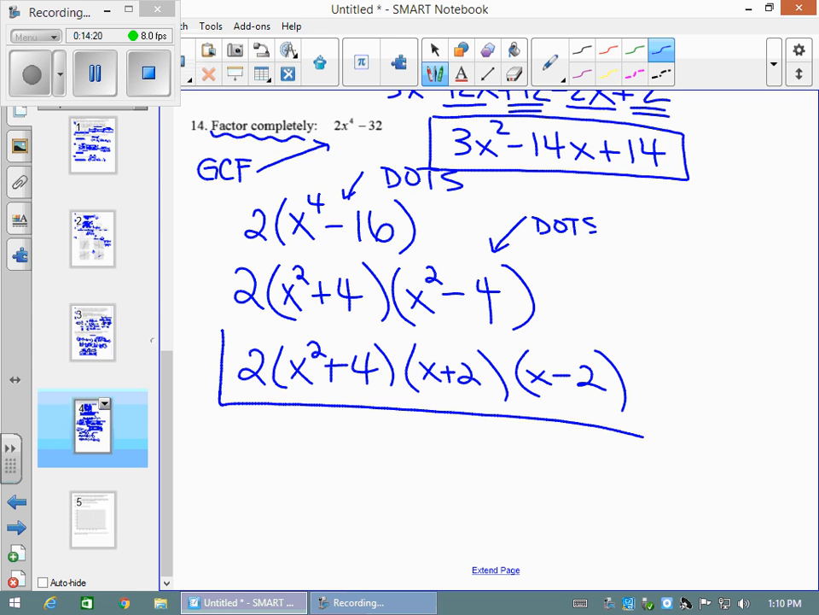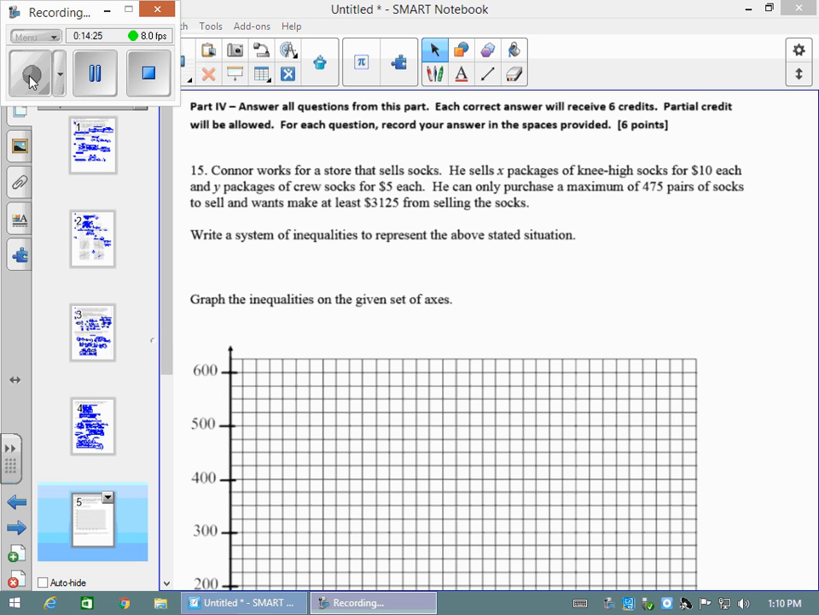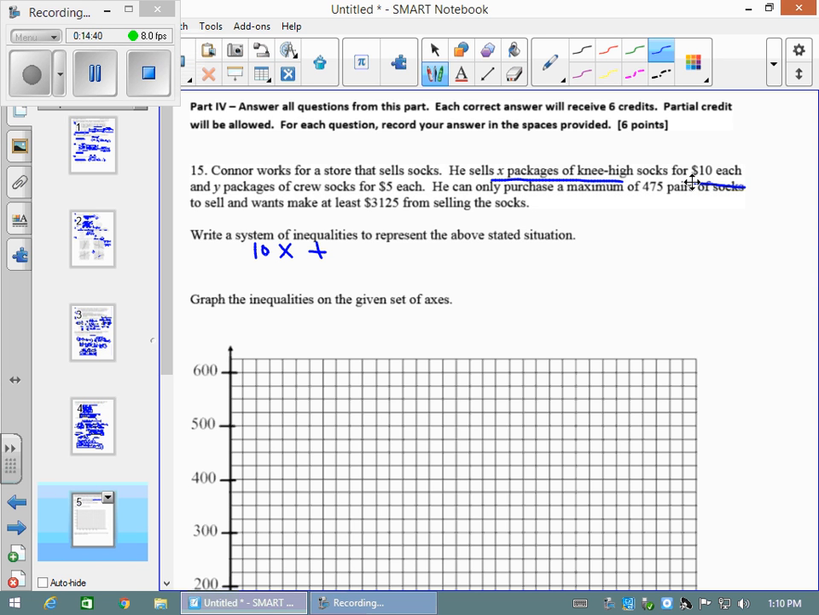Okay, taking a look at the last question, I want to write a system of inequalities. What inequalities include the monetary amount? So it's $10 for x packages of meat, which is 10x, plus $5 for y packages of croutons, 5y. And we want to make at least $3,125.